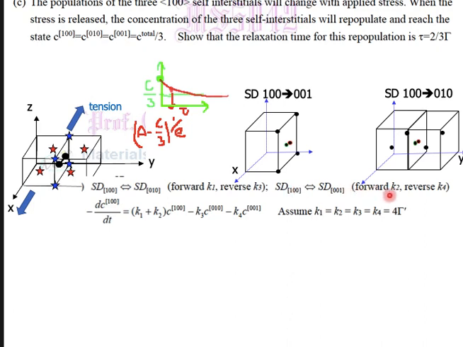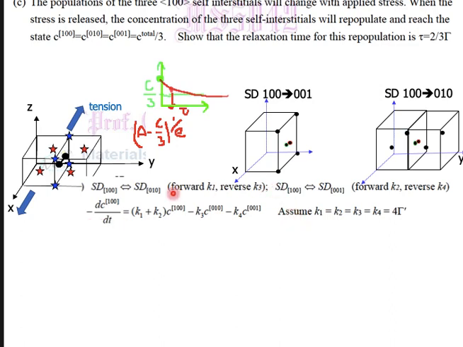So I can formulate these reactions. The 100 probably will jump to 010 or jump to 001. Or, for sure, in these complicated systems, 010 also has a chance to jump to 100, and 001 also can jump back to 100, right? So, in order to know the concentration of 100 split dumbbell as a function of time, I need to formulate these two reactions and get how the concentration changes with time.